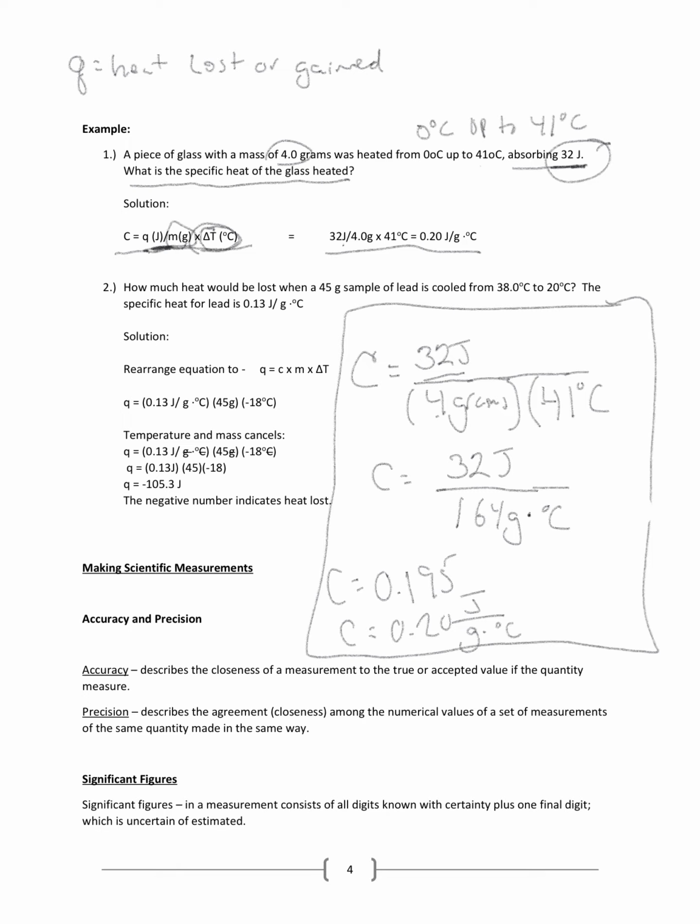So what this is actually saying, if you look at the problem, is that it's 0.20 joules for every gram you raise by degrees Celsius. Okay, so that's the specific heat of that problem. Sorry, the specific heat.